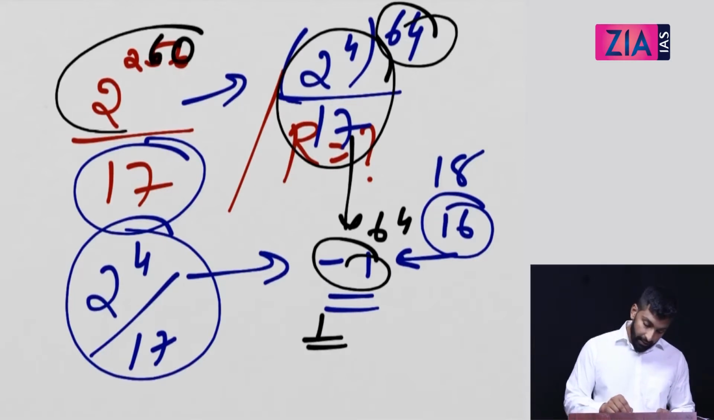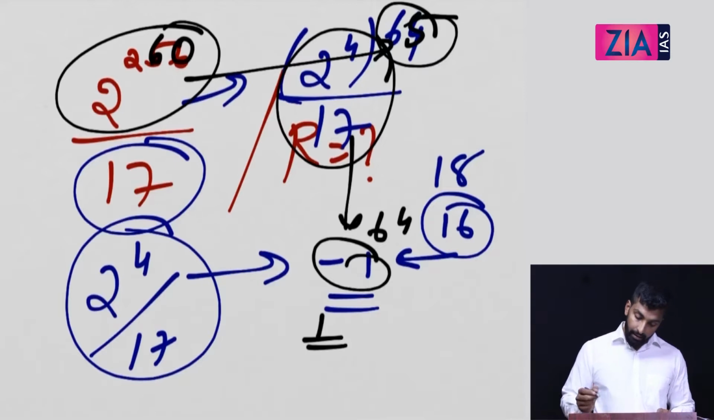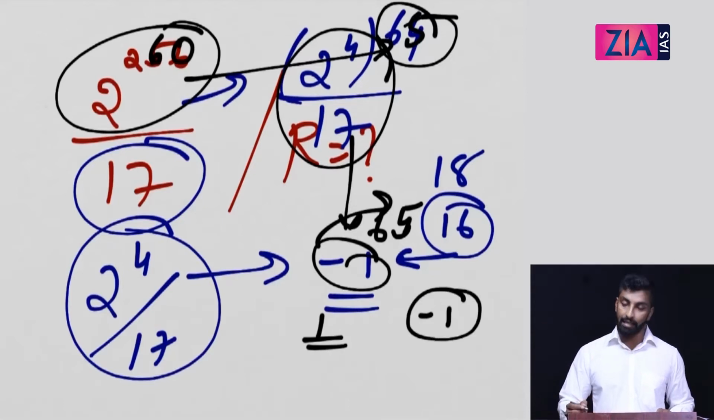What if it is 2 raised to 260? Then this will become 65. So -1 raised to 65 will come. That means 2 raised to 4 divided by 17 is -1, and that is therefore 65 times. This is an odd number, so that will leave a -1 remainder.